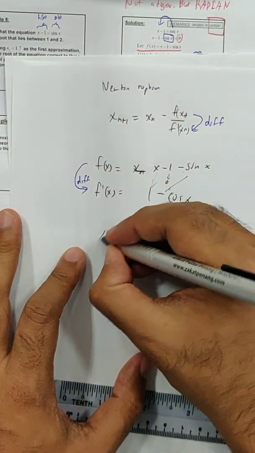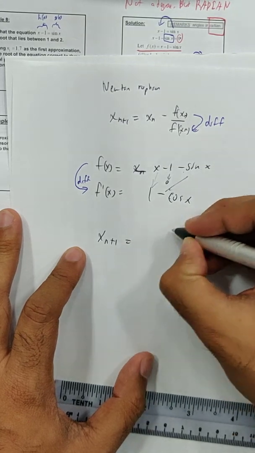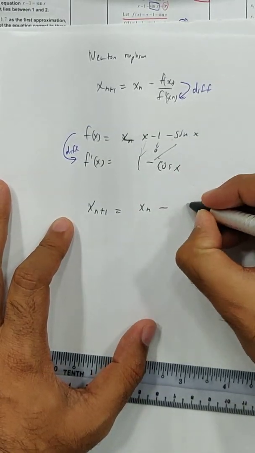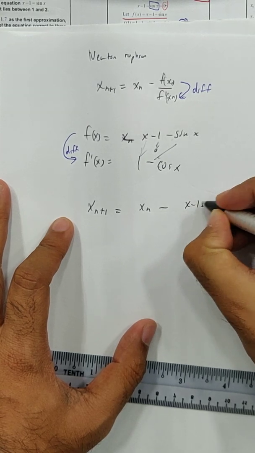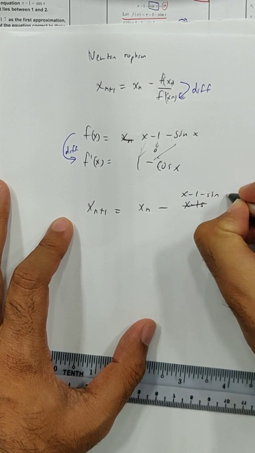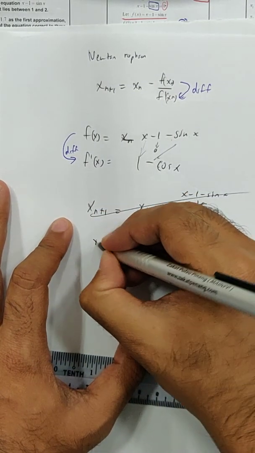So our formula will be xn plus 1 equals xn minus x minus 1 minus sine x, over 1 minus cos x. Maybe I just write a new one.